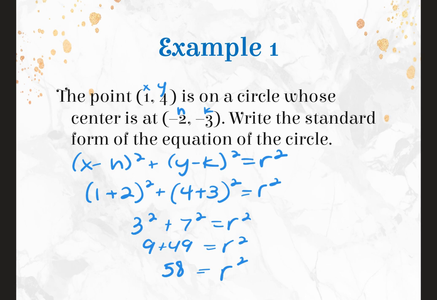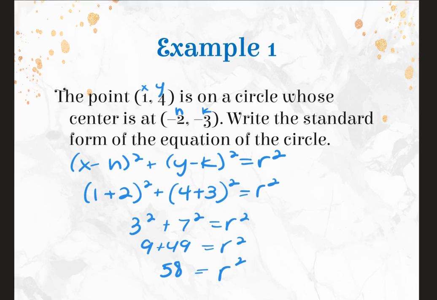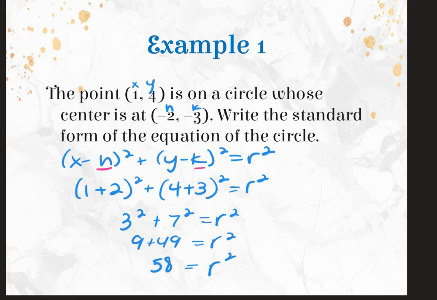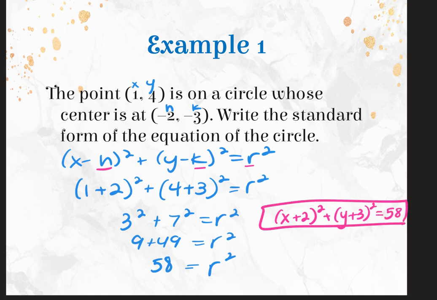If it wanted r, I'd square root it, but it doesn't ask for r, it asks for the equation, and in the equation r is squared, so I don't even have to do that last step. What I want to do is replace the h, the k, and the r². So (x - (-2)) becomes (x + 2)², plus (y - (-3)) becomes (y + 3)², equals my r², which is 58. Good so far?